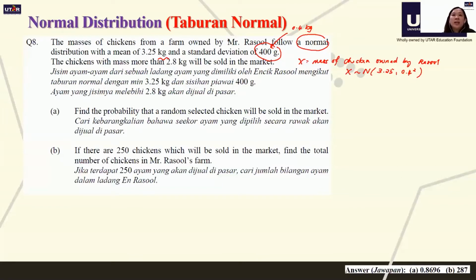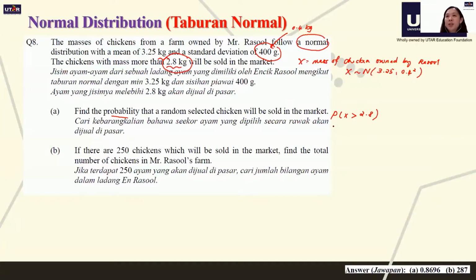Okay, what is the next term? They say those chicken more than 2.8 will be sold in the market. So now they want to find probability for those chicken sold in the market. It's like they're asking you to find X for the weight, which is more than 2.8 kg. What is the probability that the X given in the question has a weight more than 2.8 kg? Then this category of chicken will be sold in the market. I want to find this probability here.